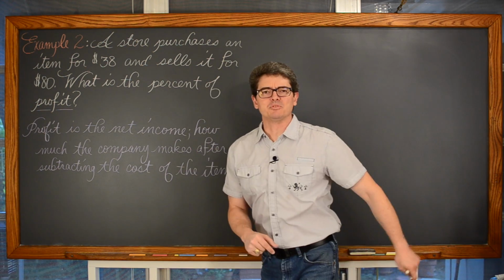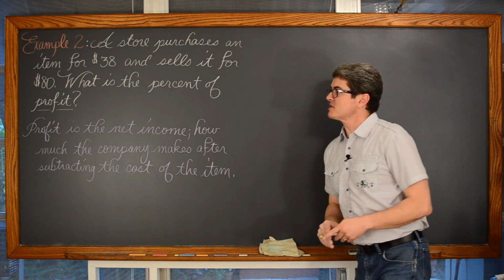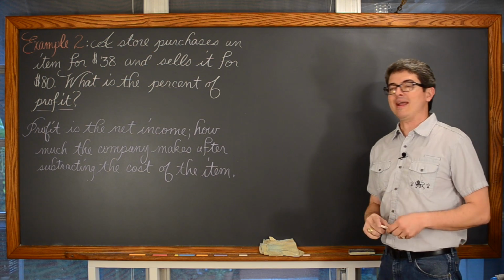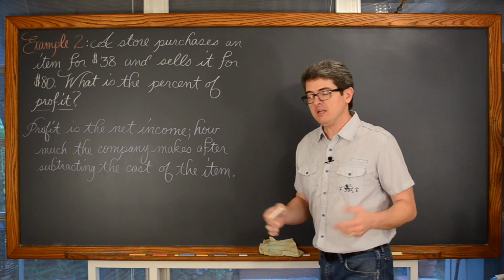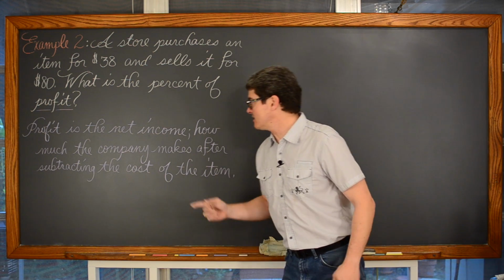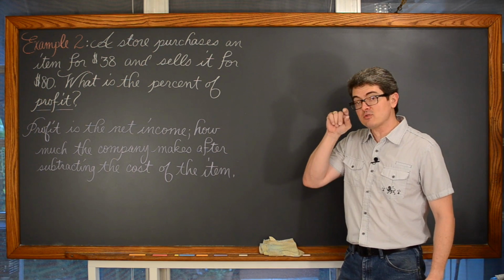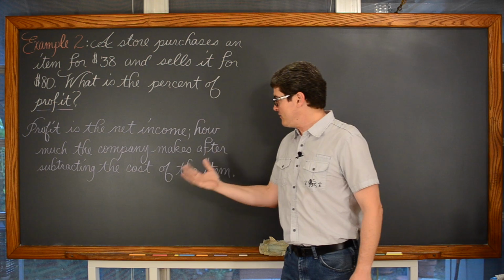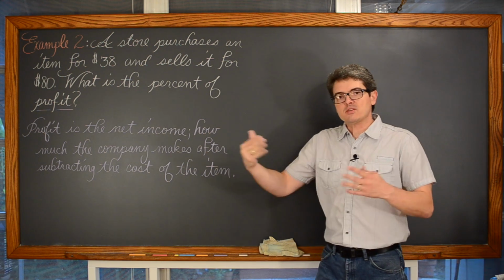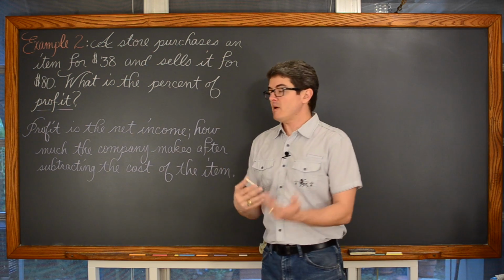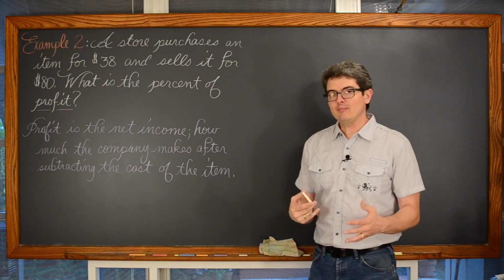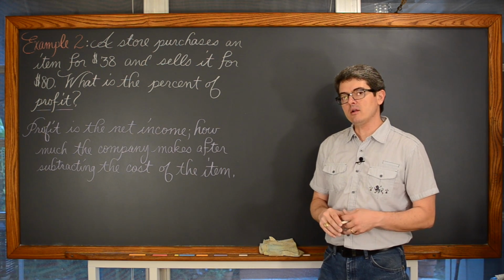Bam! Example number 2. A store purchases an item for $38 and then sells it for $80. What is the percent of profit? Well, you might not know what profit means. So profit is the net income, how much the company makes after subtracting the cost of the item from what they sold it for. So in this case, if they sold it for $80 but bought it for $38, they made what looks like is going to be $42 on the item.